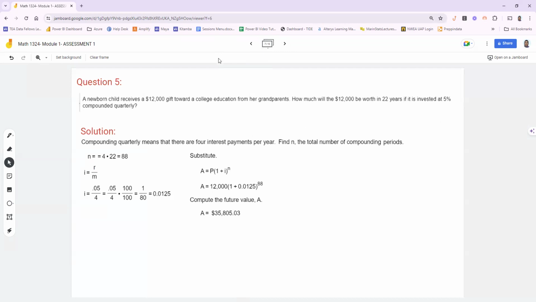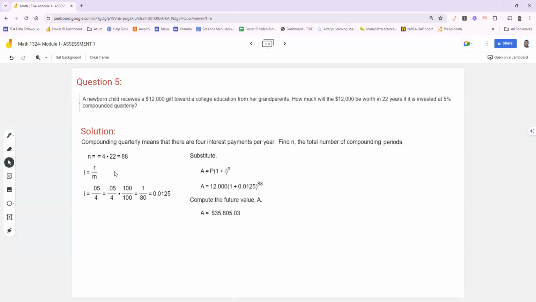Question 5 is another word problem. A newborn child receives a $12,000 gift toward a college education from her grandparents. How much will the $12,000 be worth in 22 years if it is invested at 5% compounded quarterly? Quarterly and compounded are important to decide which formula we need. First of all, quarterly means the n value is equal to 4, and the time we have here is 22 years. When we multiply 4 by 22, the n value will be 88. So this is where this 88 comes from.